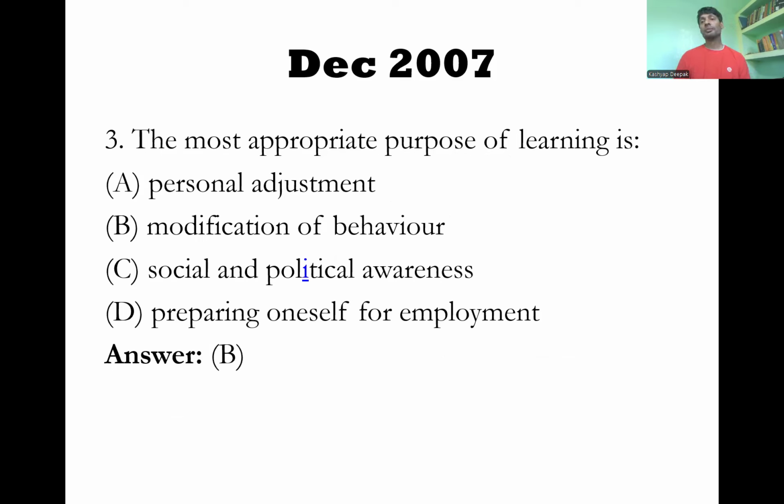Most appropriate purpose of learning is personal adjustment, modification of behavior, social and political awareness, preparing oneself for employment. So personal adjustment can never be social and political, can never be preparing oneself for employment, never. But the modification of behavior is totally different.